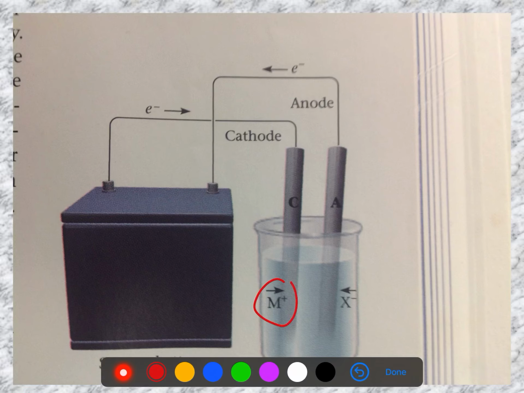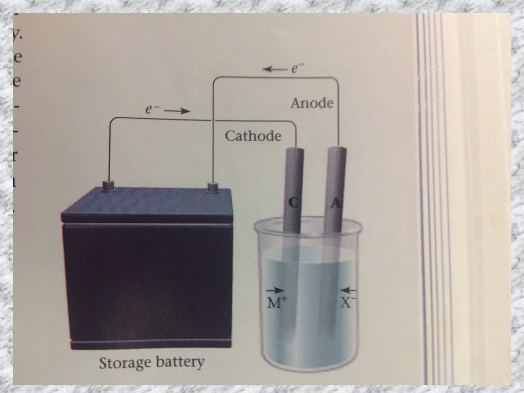Now, at the cathode, you still have reduction. So this metal ion is becoming solid metal, and that's actually going to form on the electrode itself. And in our lab, we would measure how much of that metal forms after we hook it up to a battery for a certain amount of time.